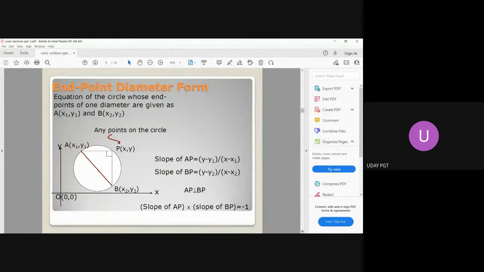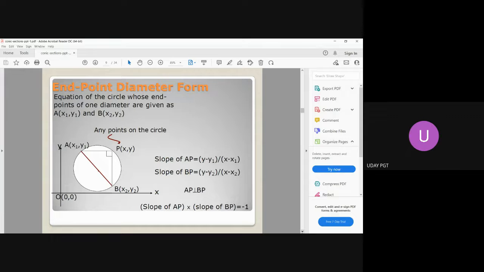Endpoints diameter form. Endpoints diameter form means the equation of the circle whose endpoints of one diameter are given as (x1, y1) and (x2, y2). This is a completely different model of question. When the endpoints of the diameter of the circle are given to you, AB is a diameter in this figure, A is (x1, y1), B is (x2, y2).